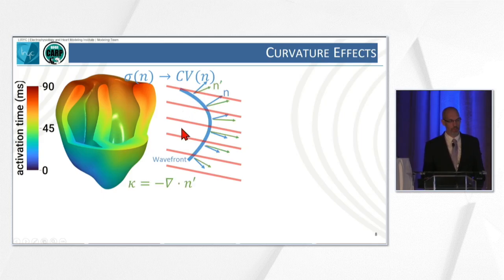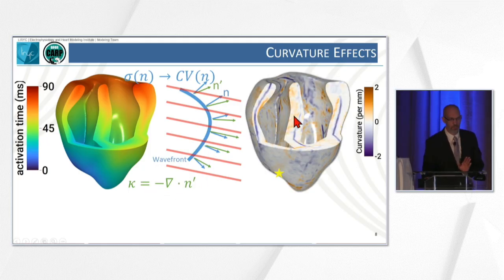But curvature is actually not based upon the wavefront normal in this condition. You have to modify it by the fiber direction. So you actually get slightly different normals, which are the green arrows. And it's those normals you have to use to compute the curvature. And if you look at just normal propagation, starting at the star, you can see this distribution of curvature in the 3D ventricles.